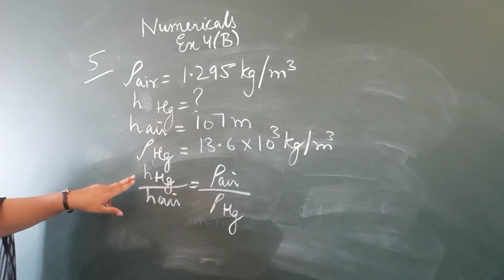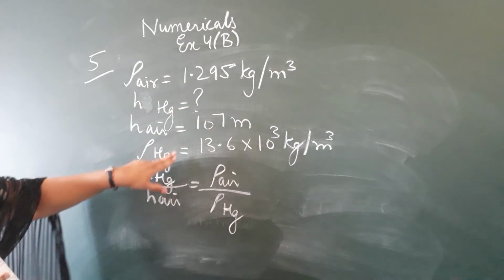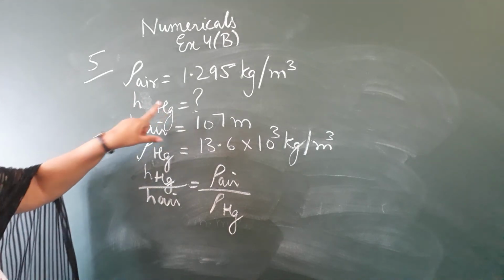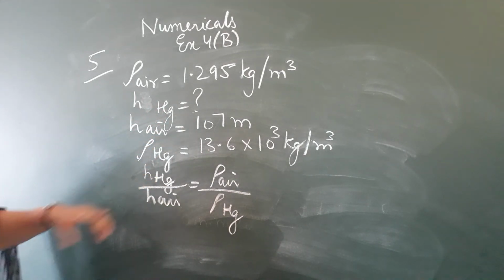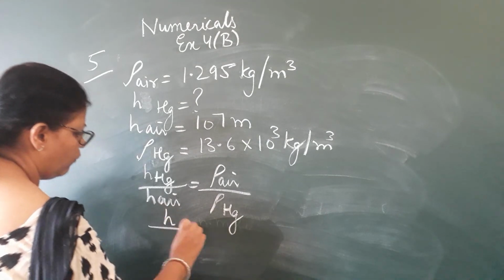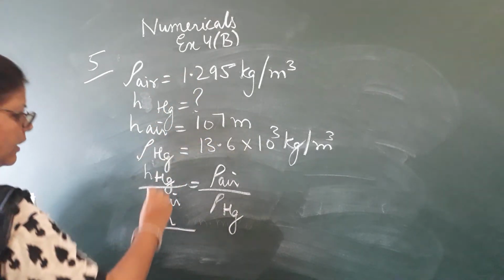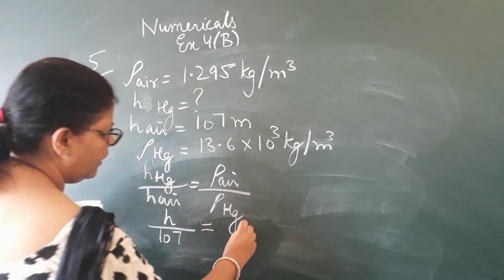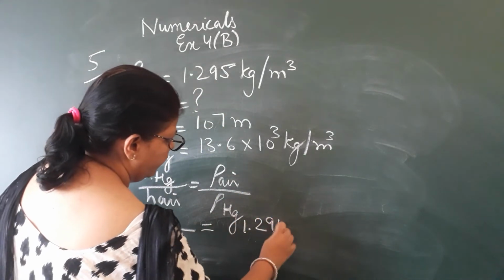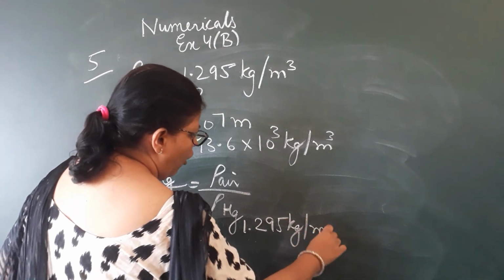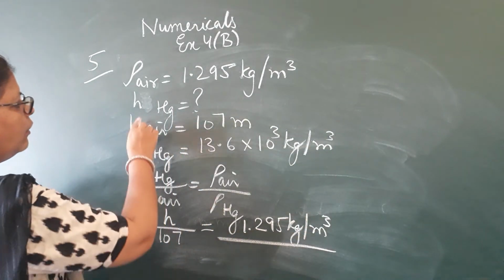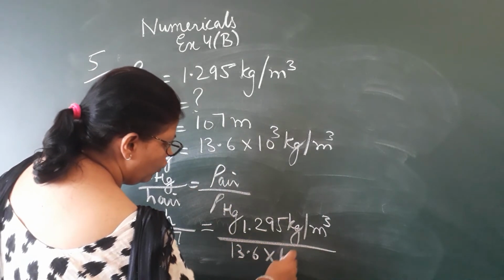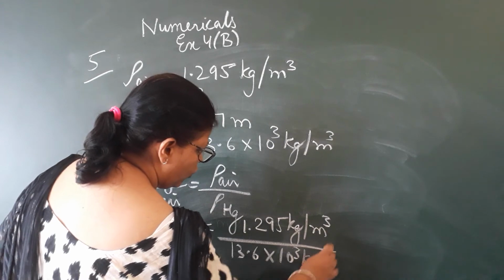Right children? See, you have the height of mercury with you? No. So you will find out the height of mercury. So you will write down H upon, what is the height of air? Height of air is 107 meters. Is equal to what is the density of air? 1.295 kg per cubic meter upon, what's the density of mercury? 13.6 into 10 to the power 3 kg per cubic meter.